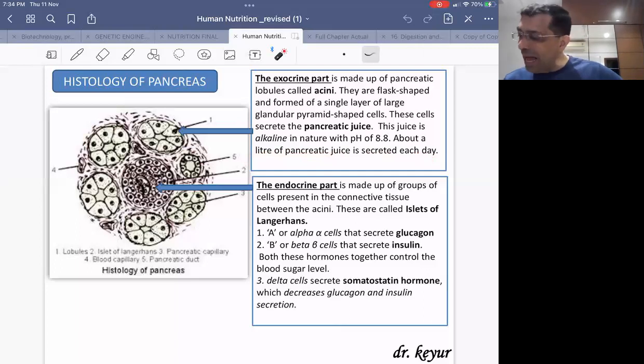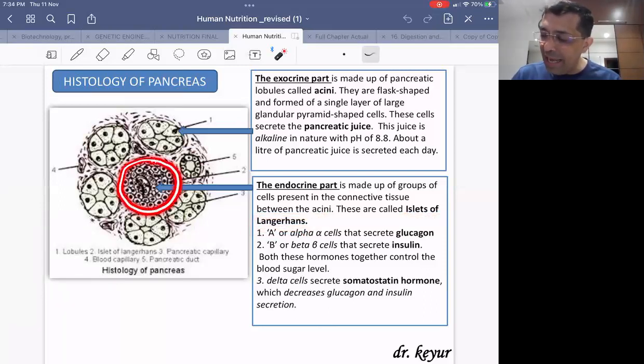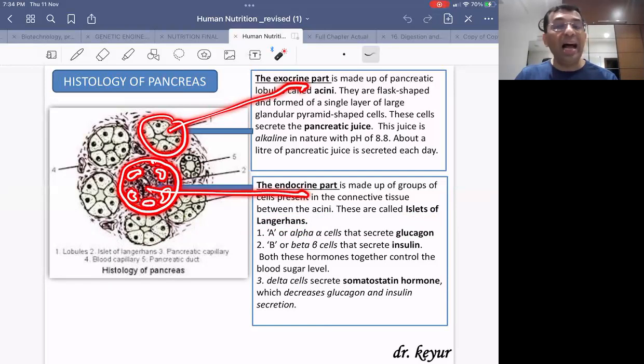And then we have the endocrine part, which is made of groups of cells present in the connective tissue between the acini, which are called islets of Langerhans. तो ये endocrine component है, ये आपका exocrine part था, ये आपका endocrine part है, और इसके अंदर छोटे छोटे islets होते हैं, which are called islets of Langerhans.